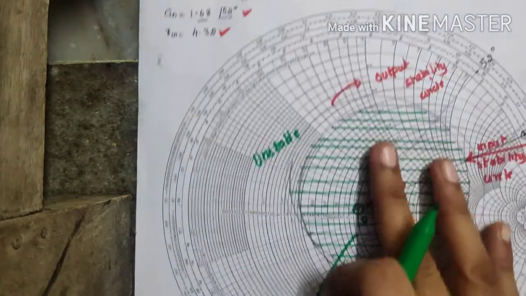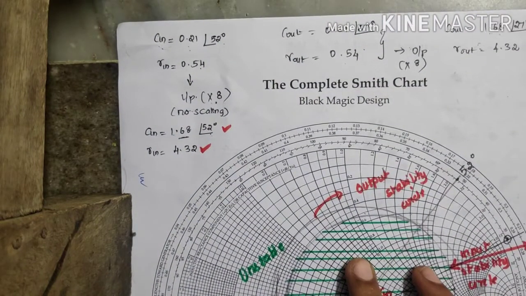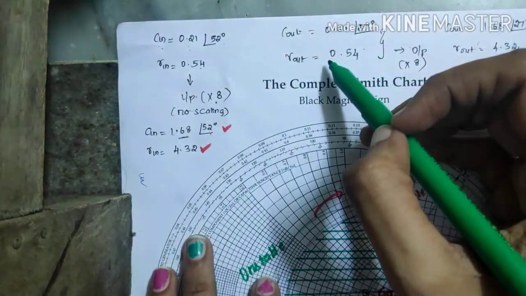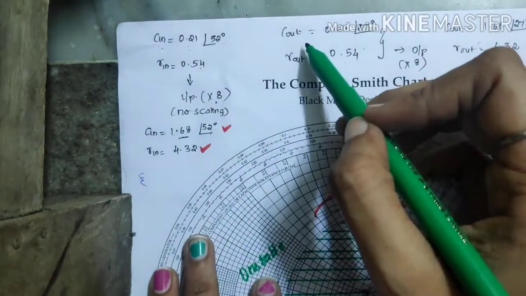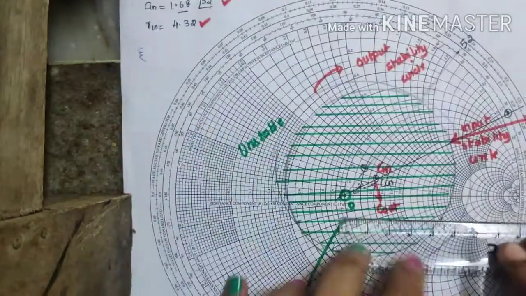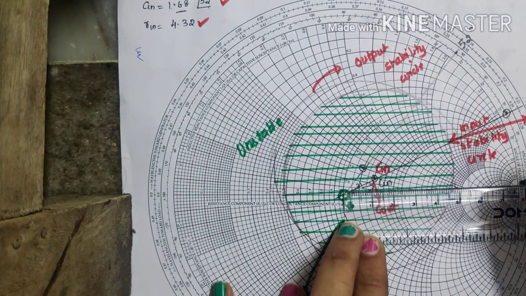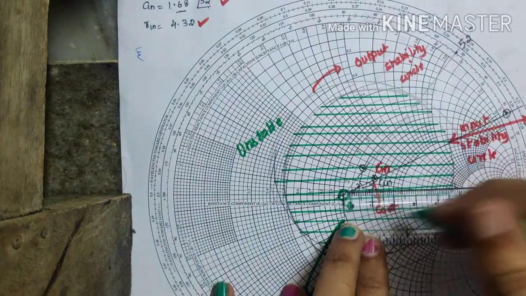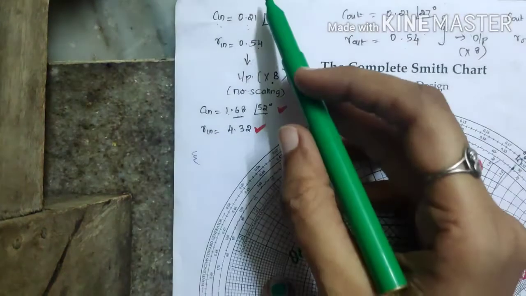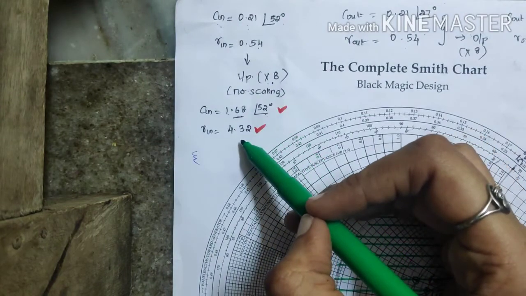So in the question, 4 parameters will be given. Those are S11, S12, S21 and S22. Using the values, calculate C in, R in, C out and R out. These are actually very small values which cannot be plotted on the Smith chart. So you have to upscale them. Measure the Smith chart from the center point to the right hand. What is the value you are getting here? You upscale the given values by this value. So here I am getting 8 centimeters. So I will multiply these values by 8. So this becomes 1.68 angle 52, and this becomes 4.32.